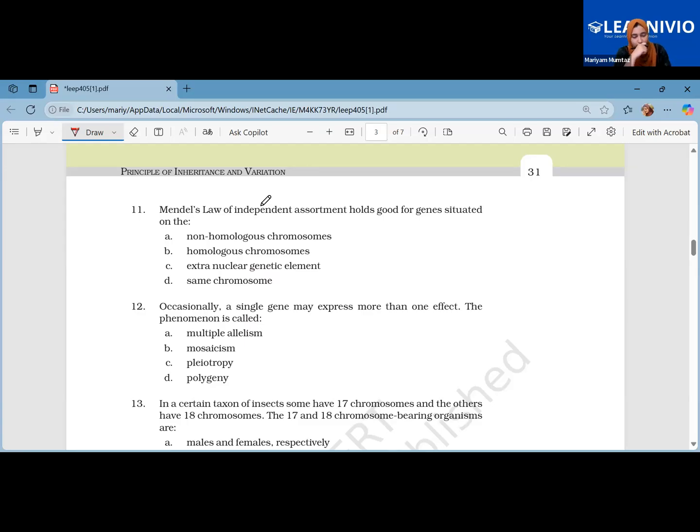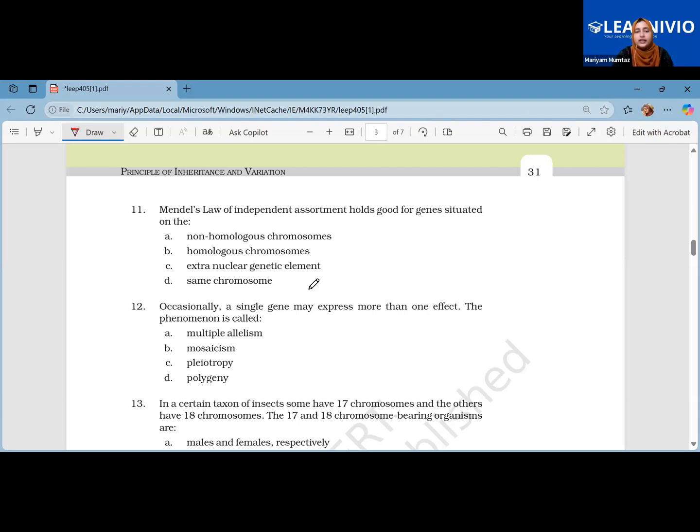Situated on the different chromosomes. They have different genes. Like non-homologous chromosomes. Non-homologous. Why? Because these are two different chromosomes, right? That is why in them, the law of independent assortment will hold good.